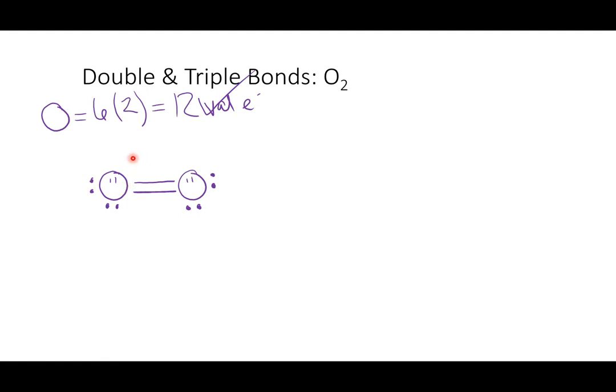Now I need to see if everybody's happy. So if I look at this oxygen on the left, he's got 1, 2, 3, 4, 5, 6, 7, 8. So he's still got 8 electrons. He's still happy. And now this guy on the right has 1, 2, 3, 4, 5, 6, 7, 8. So now he is happy. So this is the Lewis structure for O2, and it does involve a double bond. So a double bond is the sharing of 4 electrons instead of just 2.